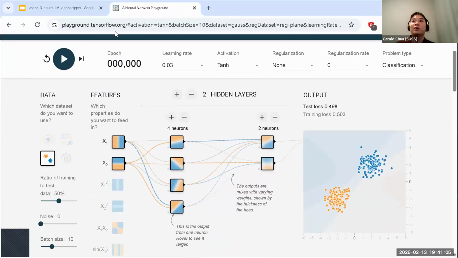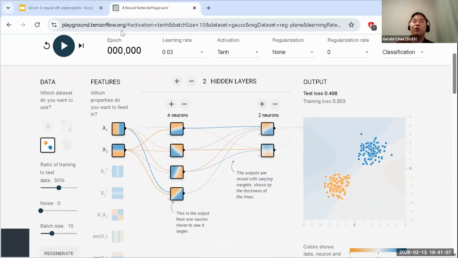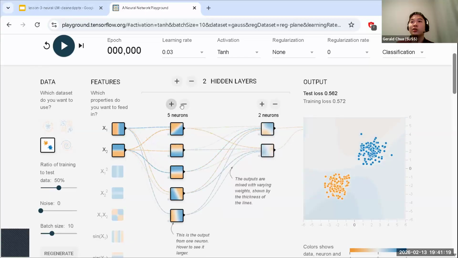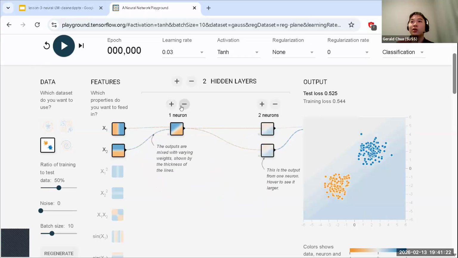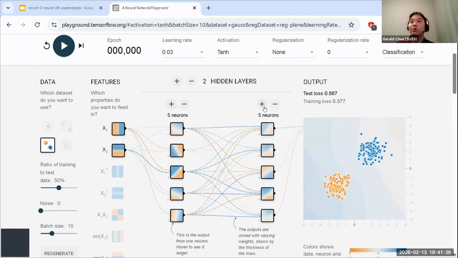TensorFlow Playground website. TensorFlow, if I'm not wrong, is made by Google. So you can see what's happening here is that this is a neural network. This is the input, and then these are the 4 neurons. I can add more neurons, and I can take out as well. I can add more neurons.